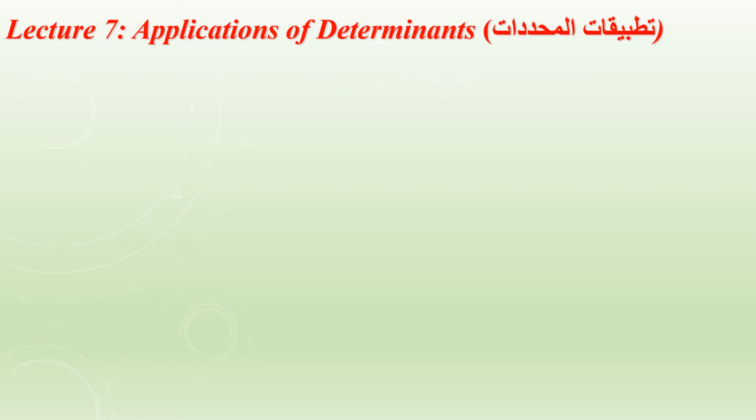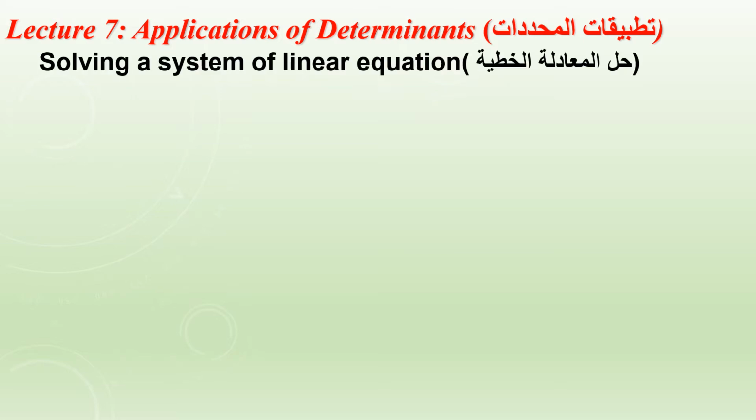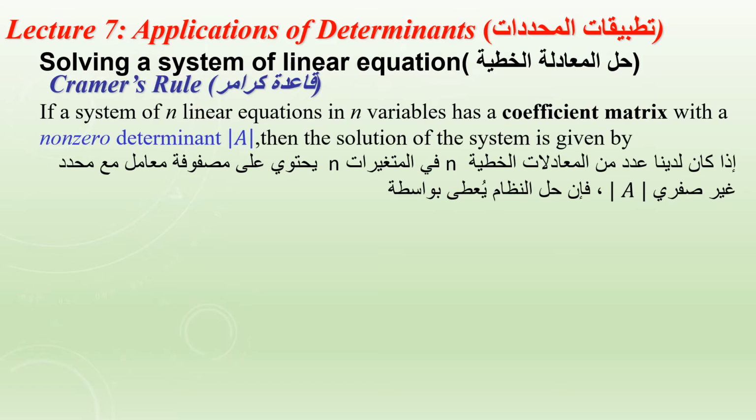In lecture 7, application of determinant. Application of determinant using Cramer's rule for solving a system of linear equations. If I have a system of linear equations with n variables, you must have a non-zero determinant of the coefficient matrix.